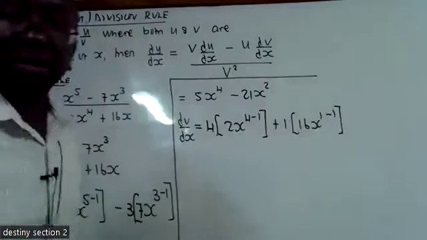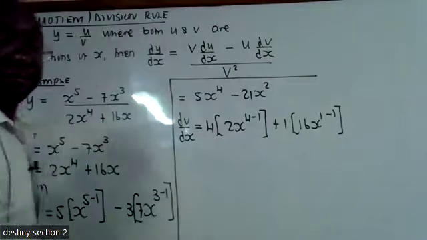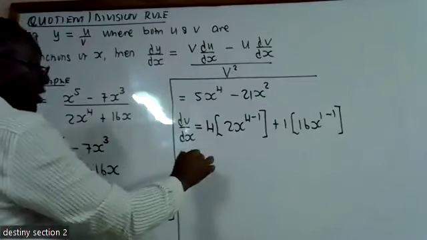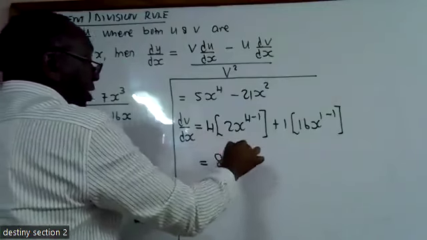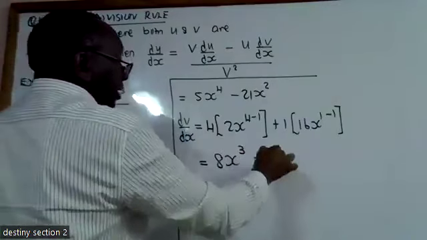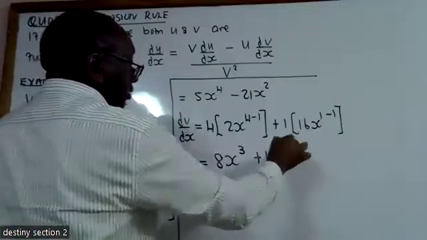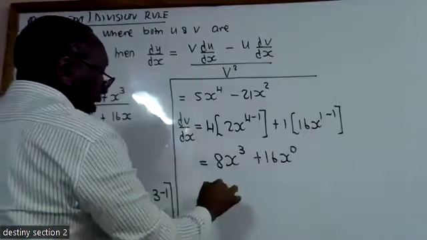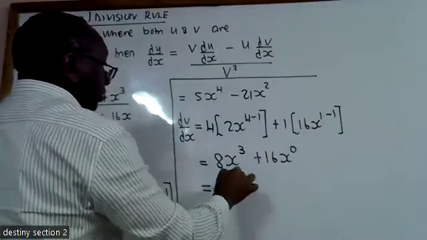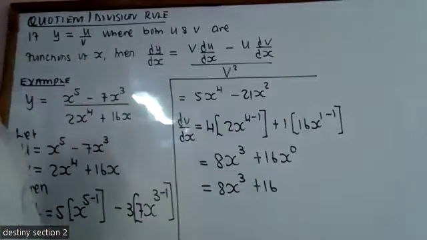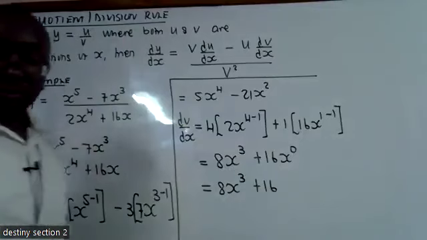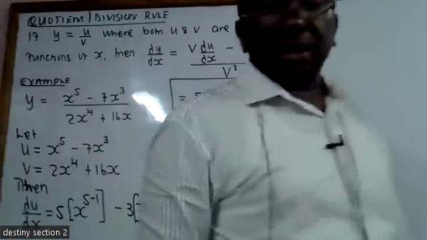So this becomes 8x raised power 3 plus 16x raised power 0, and this is 8x cubed plus 16.